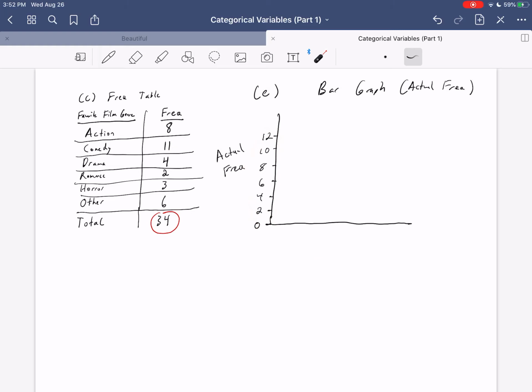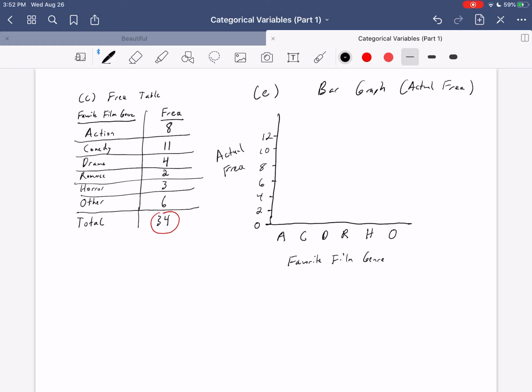Down here, you want to go ahead and put your genres. So I'll go ahead and just abbreviate. So we'll have our action, comedy, drama, romance, horror, and other. And it's a good idea to label this as well. So this was favorite film genre. And then we're going to draw bars to each of these appropriate heights. So for action, the frequency was 8.